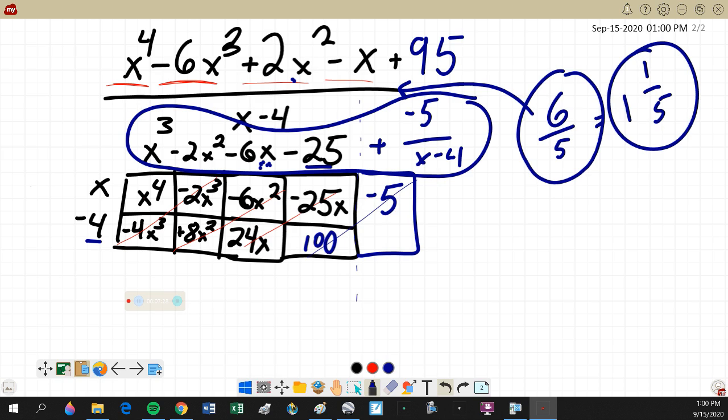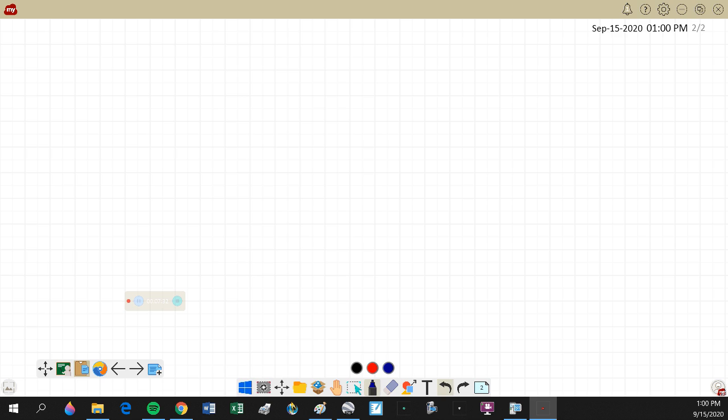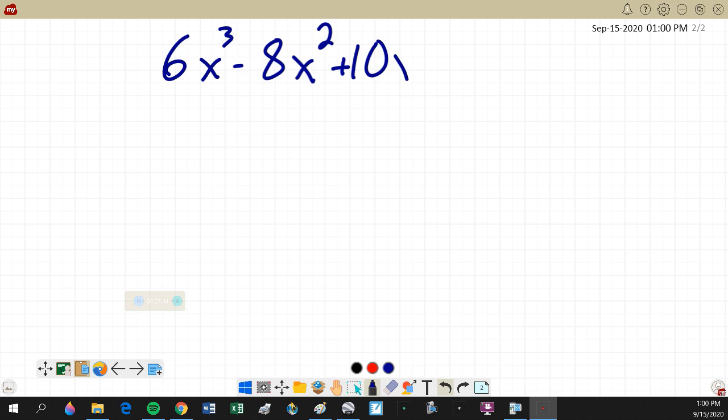Okay. Let's make one a little bit harder. And this, I might have to change the numbers as we go. Sometimes you have to fix things, but let's say I have 6x to the third minus 8x squared plus 10x minus 5. Now, I totally reserve the right to change that equation if this ends up being too hard.